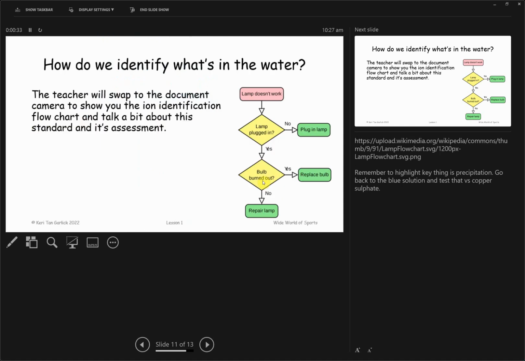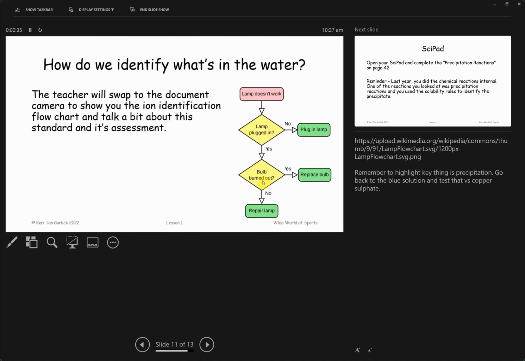All right. So, the last thing I wanted to talk about for today's lesson is how do we identify what's in the water? And this will also give me a bit of an opportunity to talk about the assessment and the standard in general. But basically what we're going to do is ask questions and use a flow chart to help us figure out what is there. Are we good with that so far?